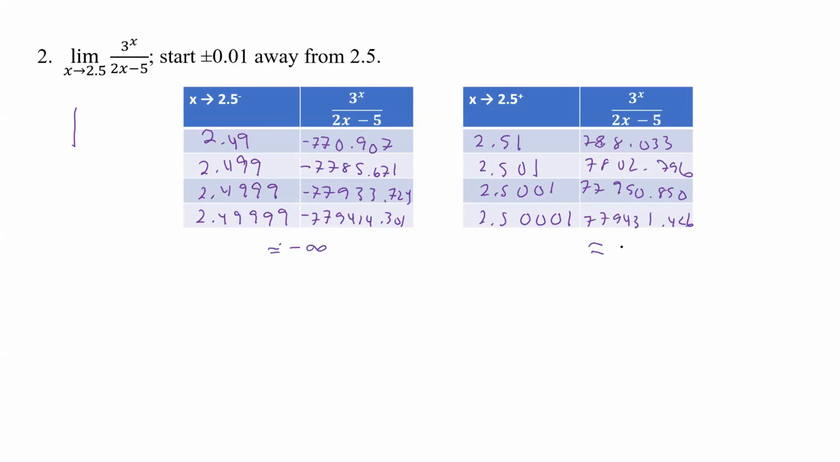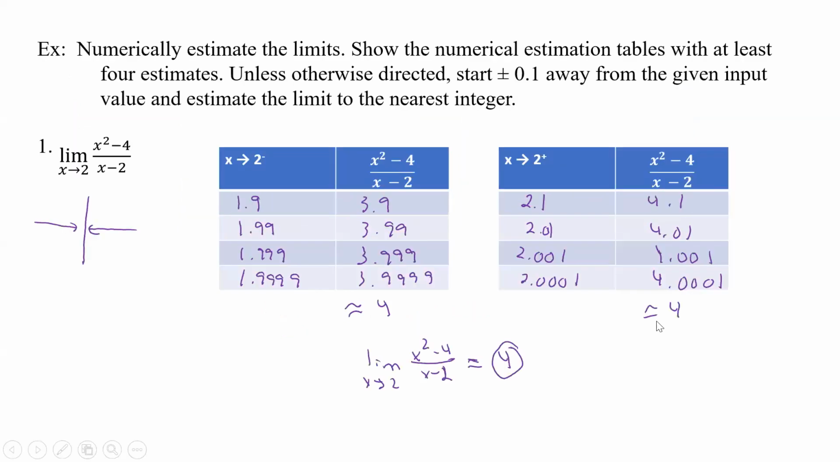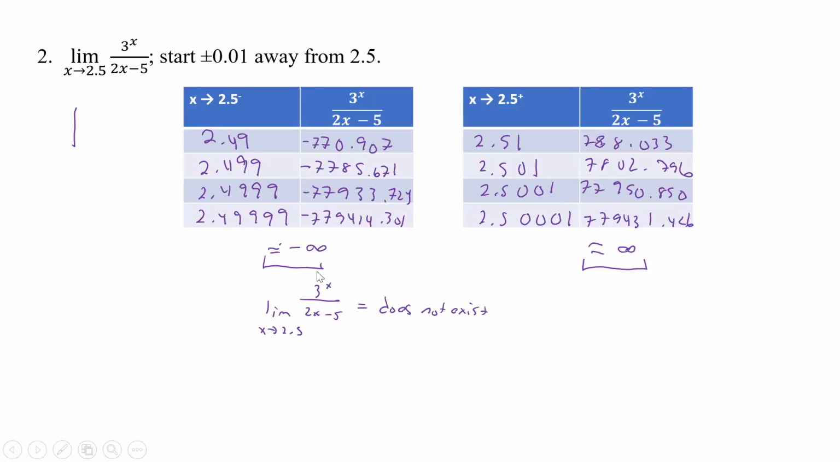This one looks like it's going to approximately positive infinity. So what does that tell us about the limit here? So that means the limit of 3 to the x over 2x minus 5 as x approaches 2.5 does not exist. And why doesn't it exist? Because this does not equal this. In the previous one, those were the same, and it has to be the same going to the same direction. And so this one does not equal that, so we don't have a limit there. All right, so let's pause there and we'll do another set in a little bit.